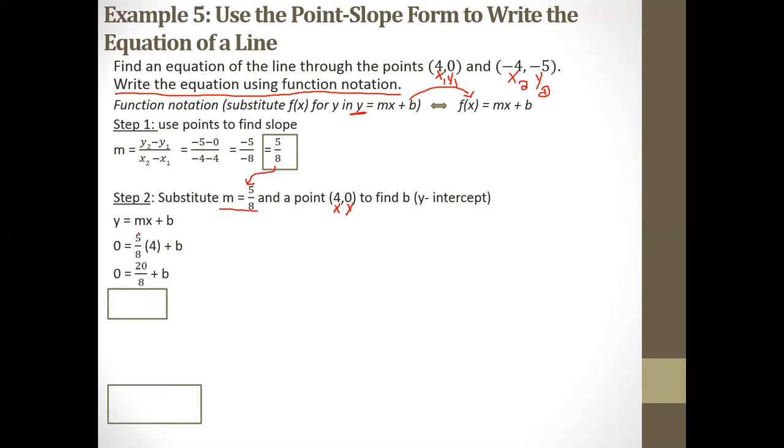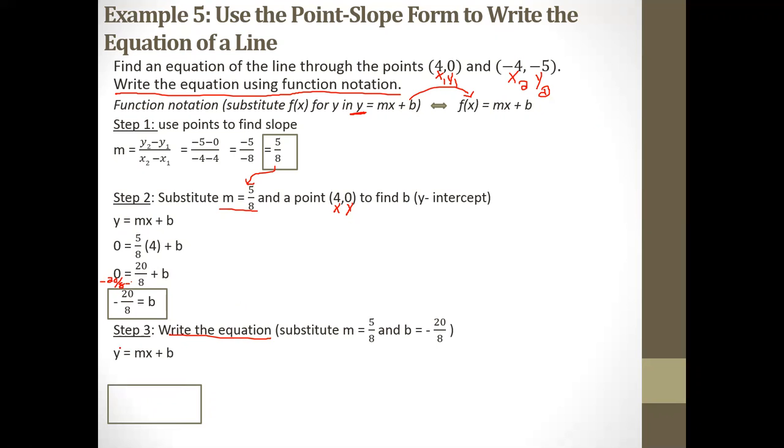So we're distributing here, 5/8 times 4 gives us 20/8. And then we're going to subtract 20/8 from both sides of the equation. Now when we do that, b is negative 20/8. That's our y-intercept. So we'll use the slope 5/8, the y-intercept negative 20/8 to write the equation.